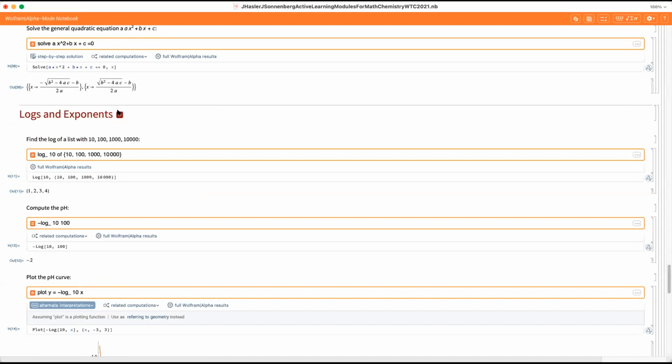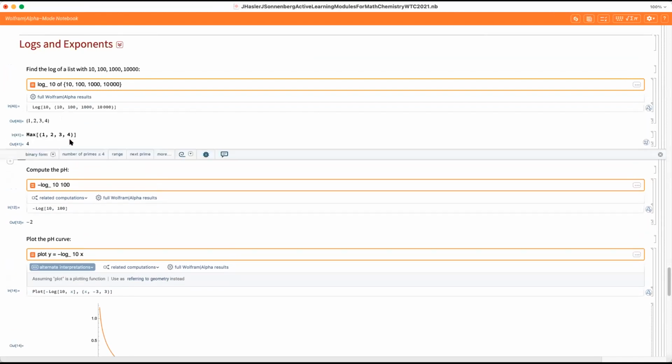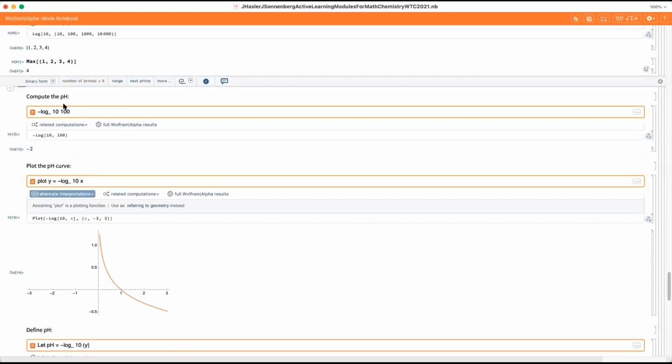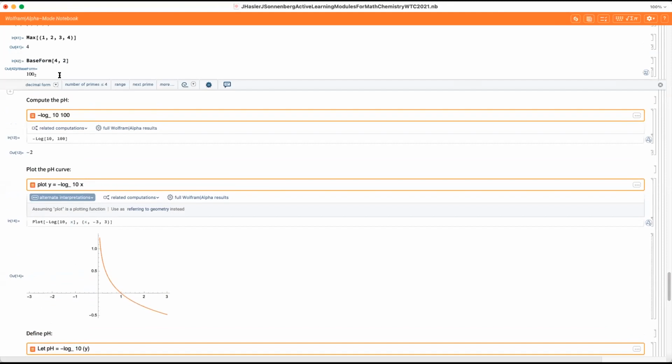Logs and exponents are more of a pre-calculus topic, an advanced algebra 2 topic. We can work with those as well, and can compute a list of logs if you wanted. Once you have that data, you could do other things with that data. Maybe you wanted to know what was the max of that set of logs you computed. You could click max there, and it would give you that it was 4. And you can in fact keep clicking output suggestions here and doing various other computations with that. You could get the binary form, for instance, if you wanted.